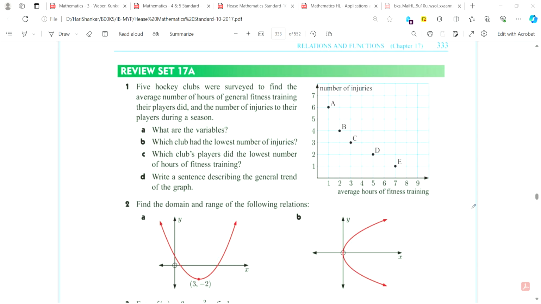So it gives me the idea that if you devote less number of hours to fitness training, the chances of injuries become higher. It completely depends on your own understanding of the connection between these two variables. Okay.